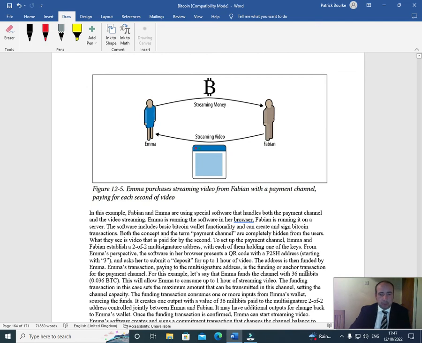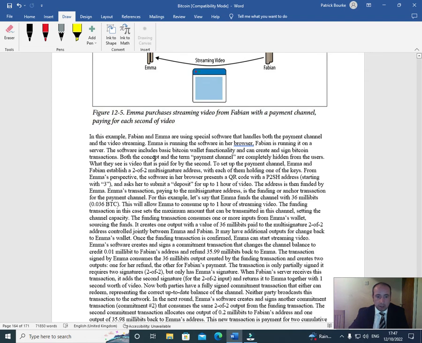In this example, Fabian and Emma are using special software that handles both the payment channel and the video streaming. Emma is running the software in her browser. Fabian is running it on a server. The software includes basic Bitcoin wallet functionality and creates and signs Bitcoin transactions. Both the concept and the term payment channel are completely hidden from the users. What they see is a video that is paid for by the second.